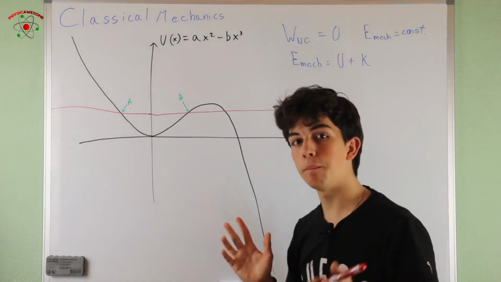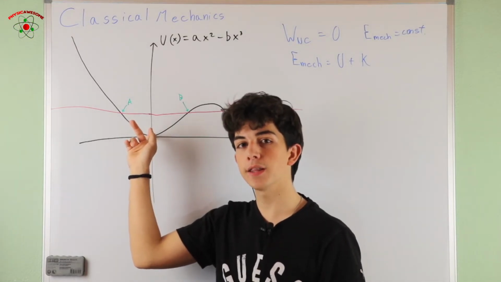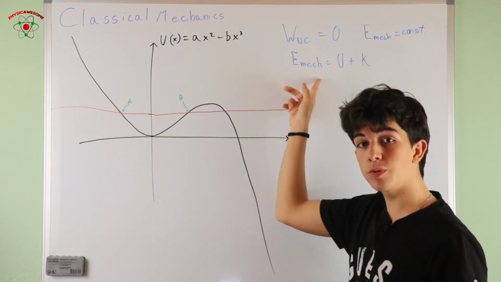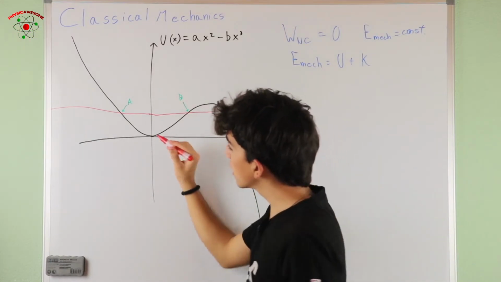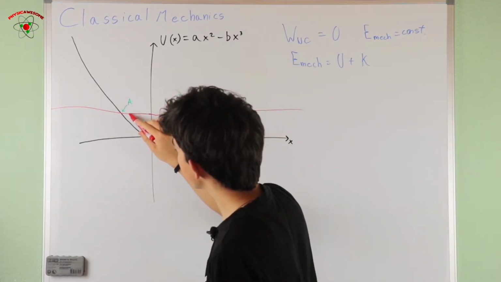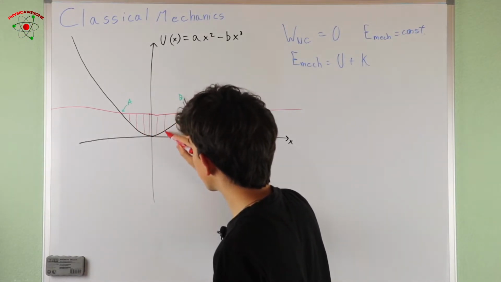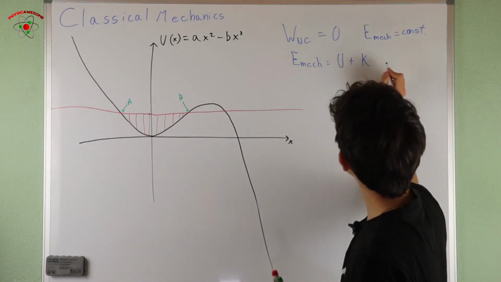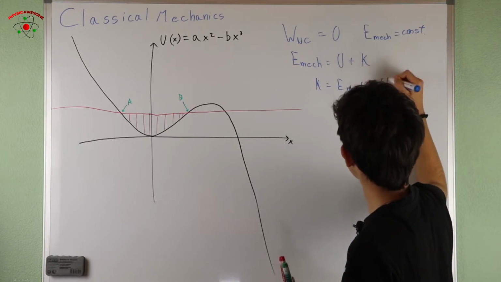However, at some points, such as this one, we are not going to have any potential energy, and therefore the mechanical energy is going to be completely kinetic. We see that the kinetic energy is going to be equal to these lines over here, the difference between these two functions, and that can easily be seen in math as kinetic energy equals E mechanical minus U.